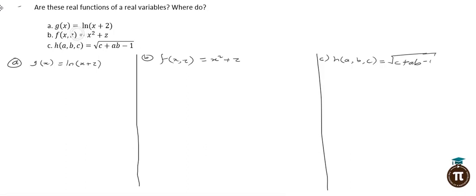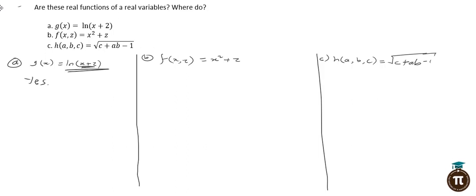We want to check whether they are real functions, that is, whether they are defined on the set of real numbers. And if they are, where are they real functions? Now, you have ln of x plus 2. In reality, the natural logarithm of x plus 2 is a real function, provided that what is inside, the argument, must be greater than 0. So, this is a real function.